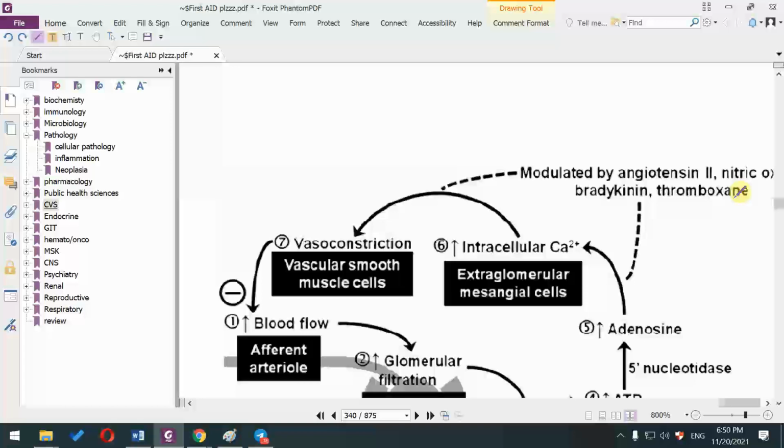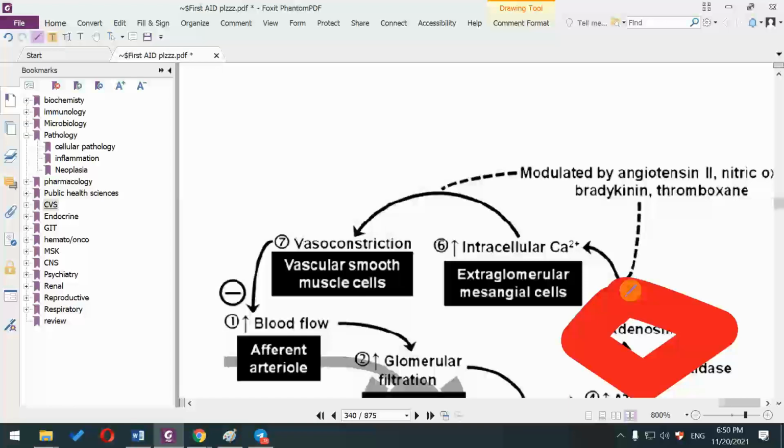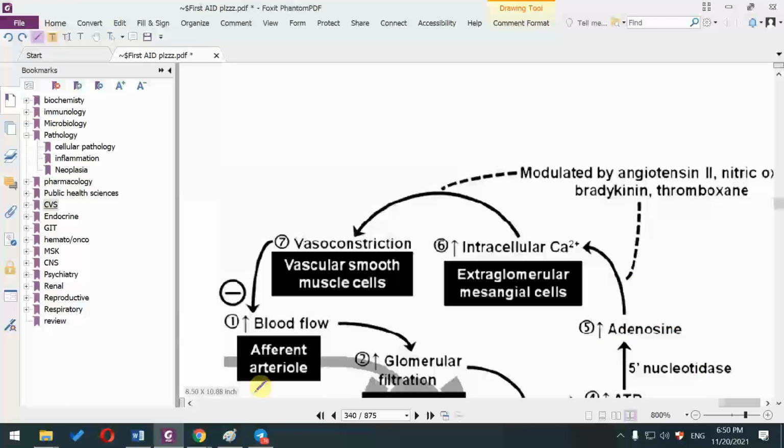Okay, so let's say there will be more intracellular calcium where? In the mesangial cells, which control this process. Then they will modulate this guy. Adenosine is a dilator, but it works locally. It does not work directly on the afferent arteriole. It just works on the mesangial cells. That's it.